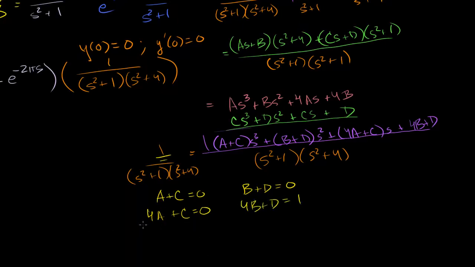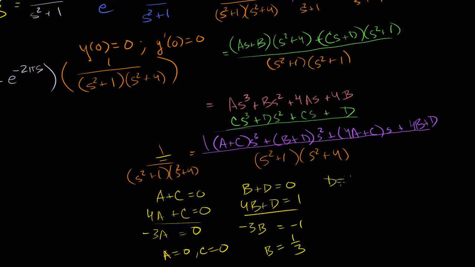So let's see if we can do anything here. If we subtract this from that, we get minus 3a is equal to 0, or a is equal to 0. If a is equal to 0, then c is equal to 0. And let's see what we can get here. If we subtract this from that, we get minus 3b, the d's cancel out, is equal to minus 1, or b is equal to 1/3. And then, of course, we have d is equal to minus b, if we subtract b from both sides. So d is equal to 1/3.